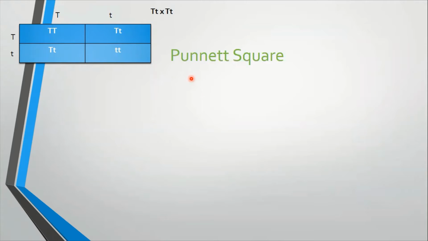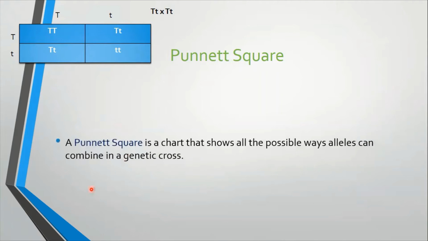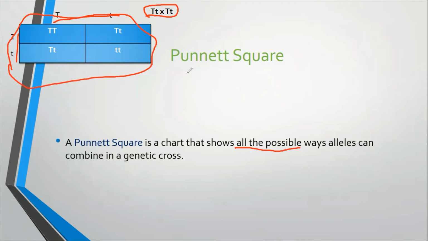Now, we'll see what is meant by the Punnett square. This is the shape of the Punnett square right here. A Punnett square is a chart that shows all the possible ways alleles can combine in a genetic process. It gives you all the possible ways. And that is an example of the Punnett square. Here we have capital T, small t and capital T, small t. It is expressed like that. That is the Punnett square.